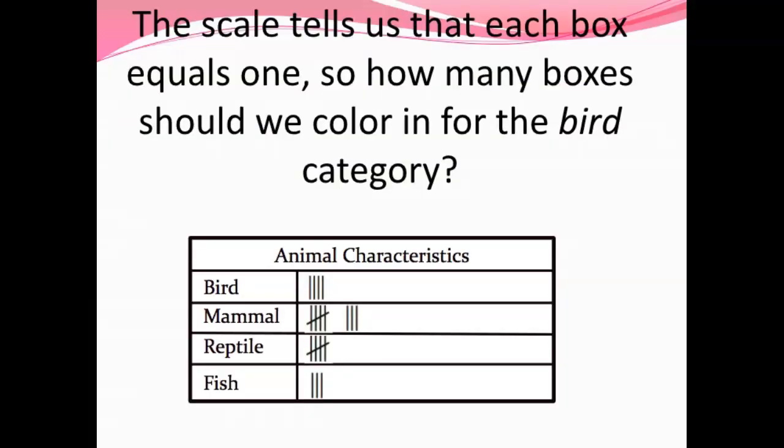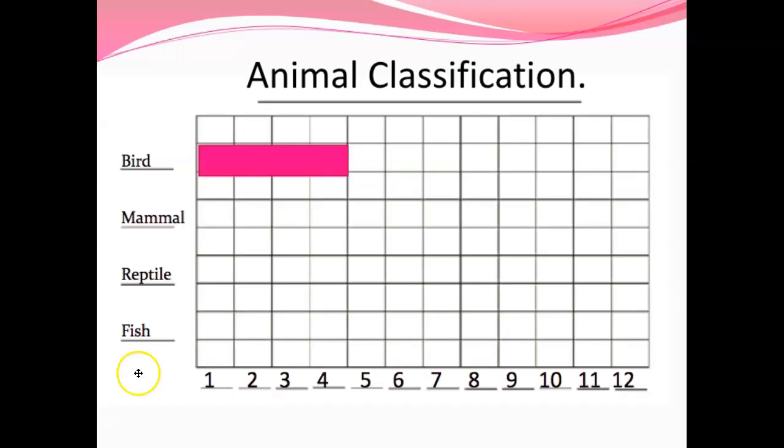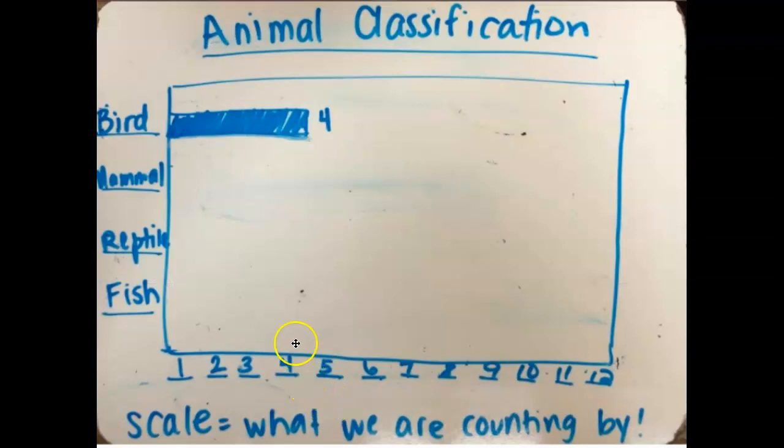The scale tells us that each box equals 1. So how many boxes should we color in for the bird category? A bird has 4, so we're going to color in 4 boxes in the bird row. So it looks something like this. If you have lines, you should color in up to 4. If you don't have lines, the way that I like to do this is I use a ruler or a straight piece of paper and I just go up to where this 4 is and I just hold my paper until I see exactly where the 4 is and I mark a little line and then draw my bar. So the 4 here should be equal with the 4 down here. Pause to do that.